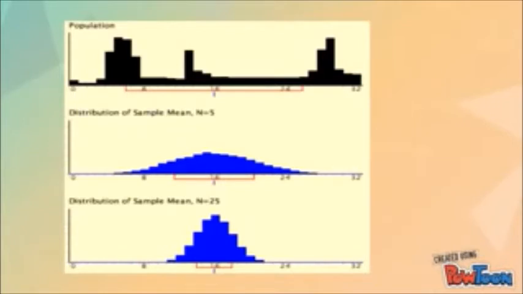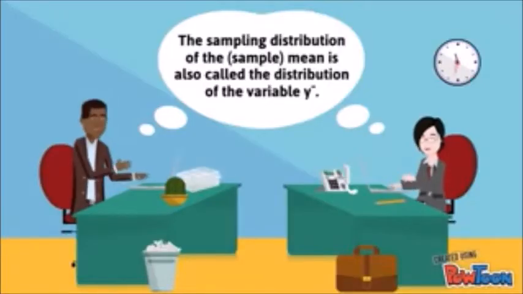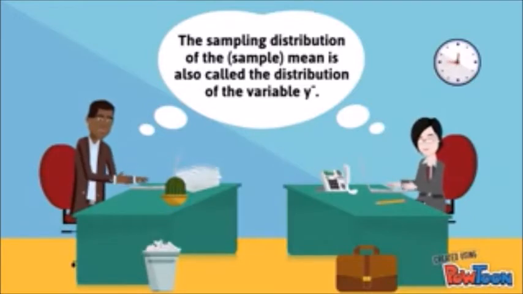Figures show how closely the sampling distribution of the mean approximates a normal distribution even when the parent population is not normal. If you look closely, you can see that the sampling distributions do have a slight positive skew. The larger the sample size, the closer the sampling distribution of the mean is to a normal distribution. The sampling distribution of the sample mean is also called the distribution of the variable.